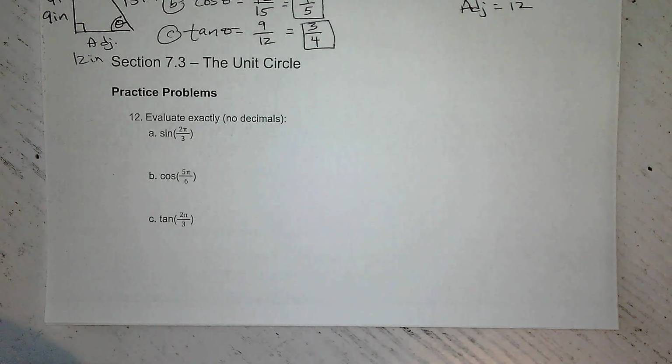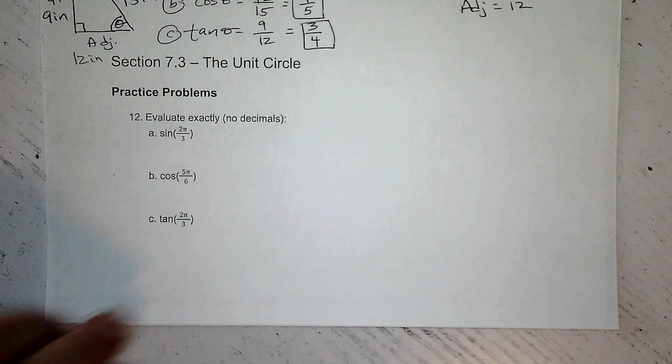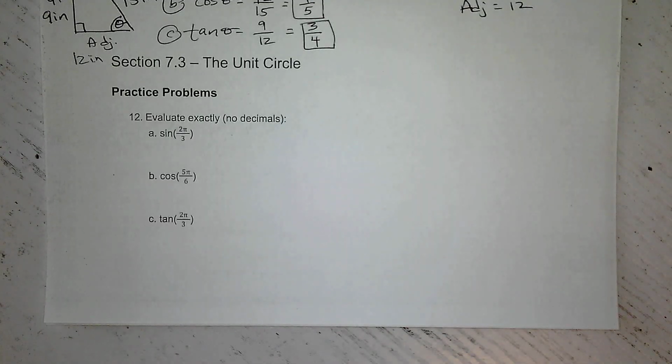Okay, y'all, let's cover the next section. Let's do 7.3. This is unit circle. It says evaluate exactly, no decimals. So we want the sine of 2 pi over 3. This is a radians version on your unit circle.